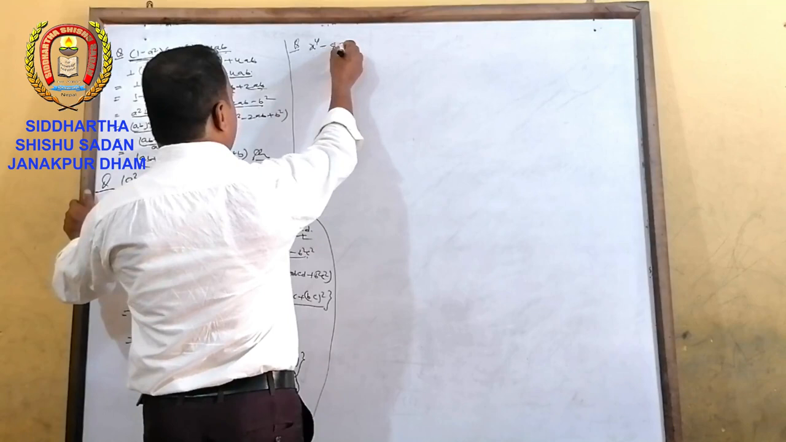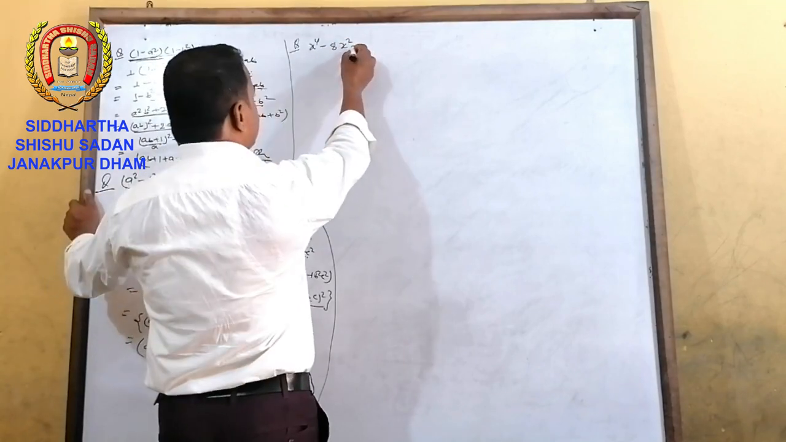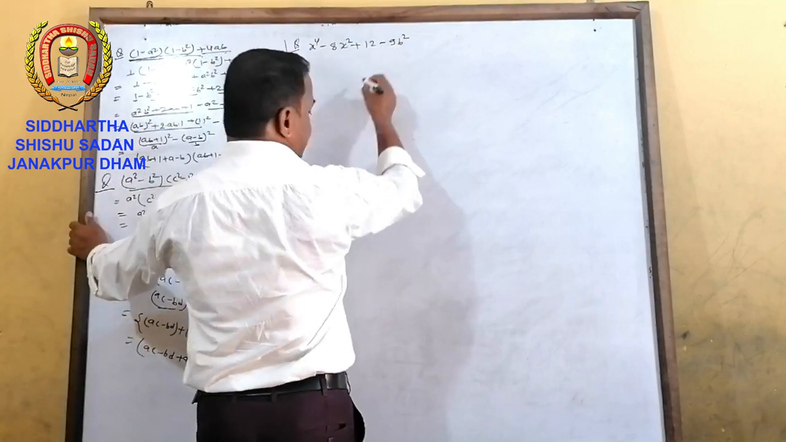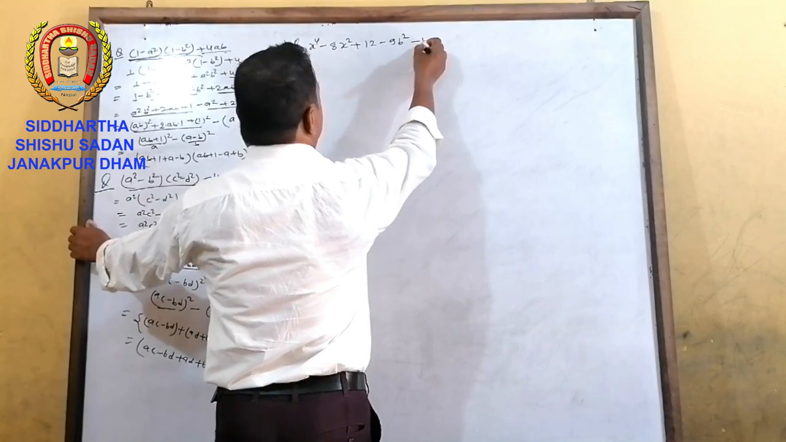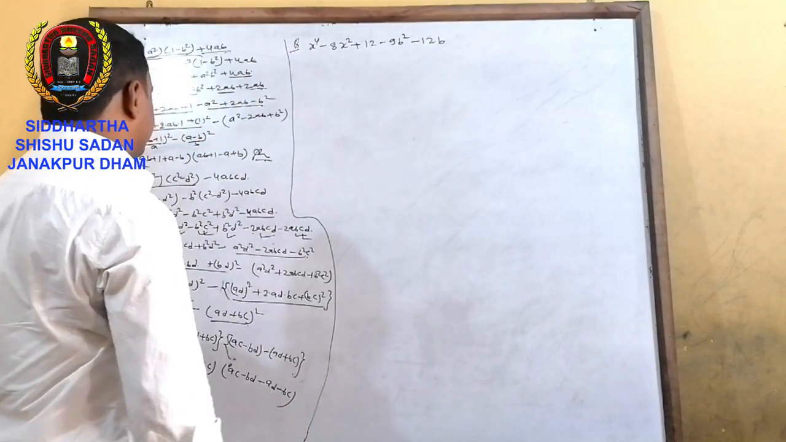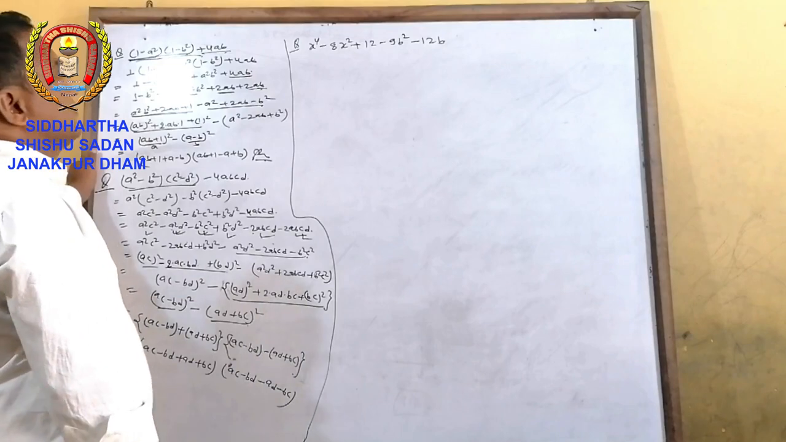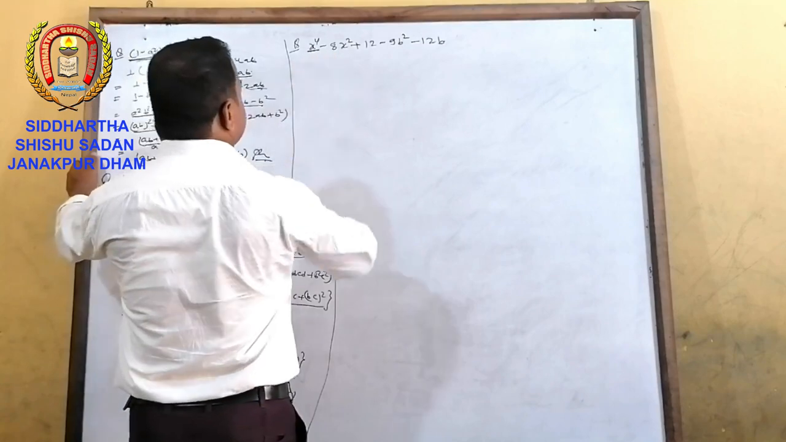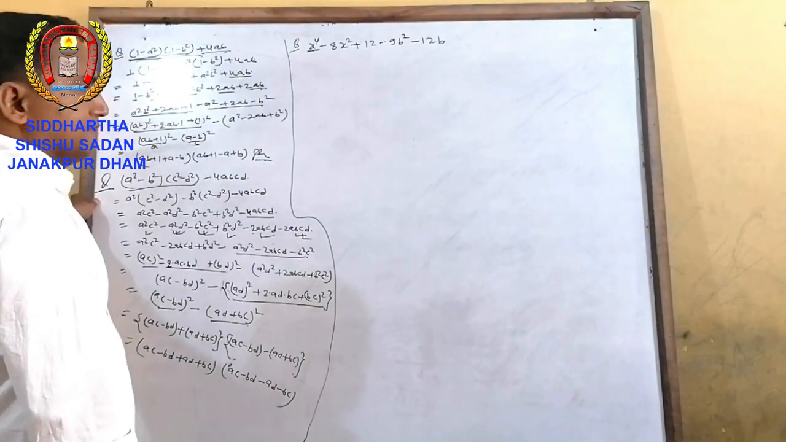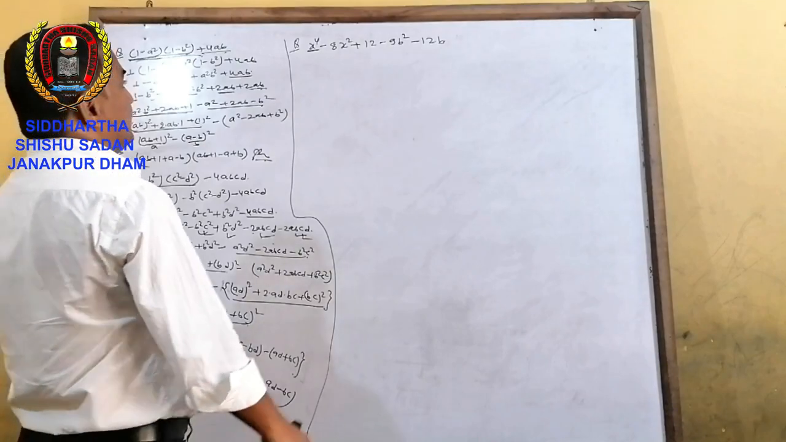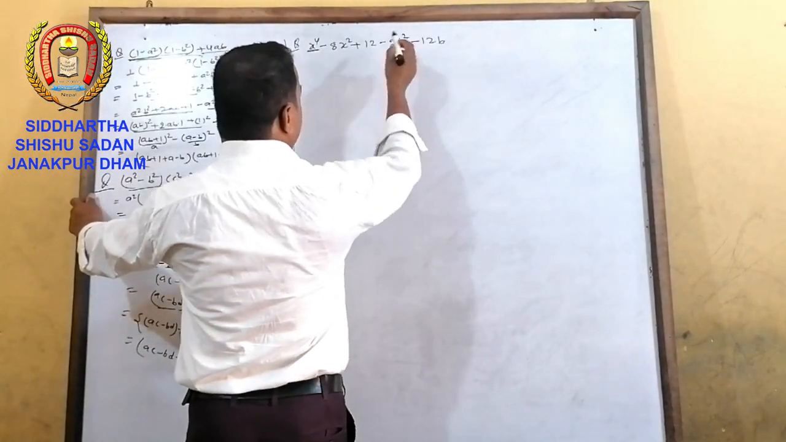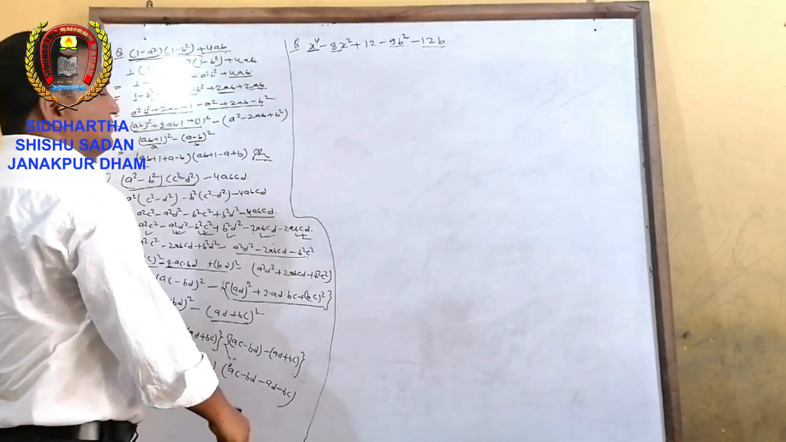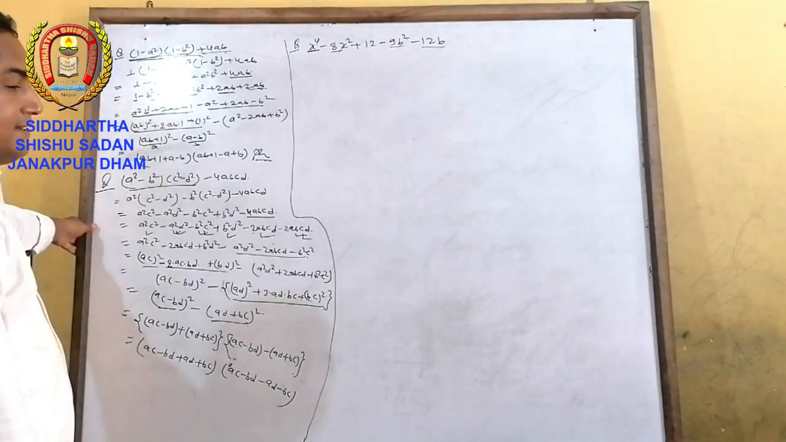Next is x4 minus 8x square plus 12 minus 9b square minus 12b. Okay. In the question, x square is in quadratic form, it means bi-quadratic form, its power is 4. Here is 9b square, it means quadratic form, but here is 8x square and here is 12. This question is tricky.